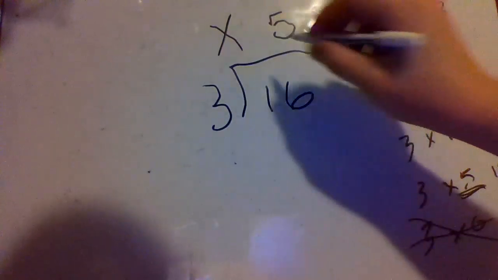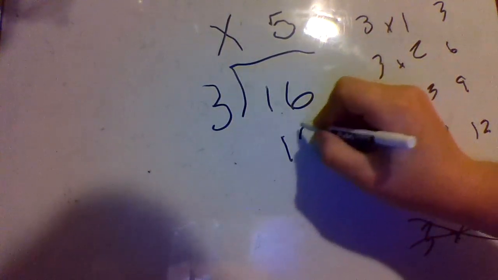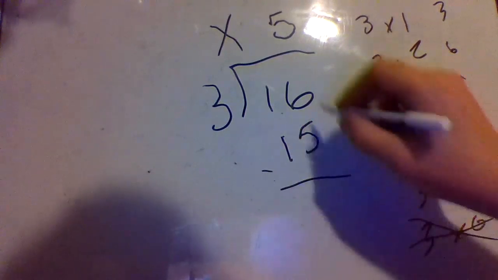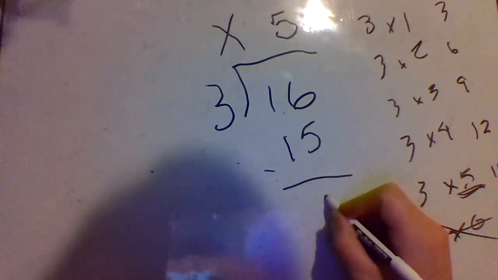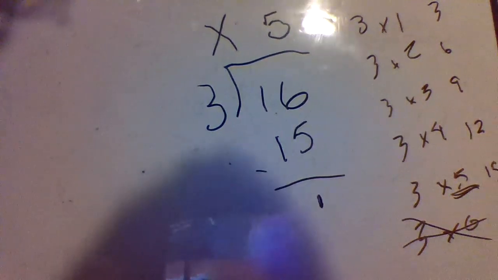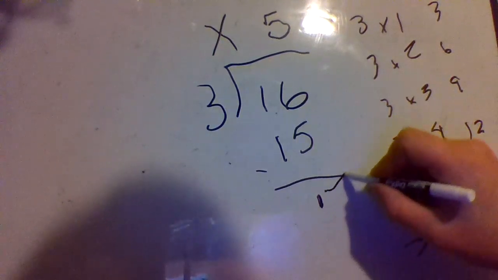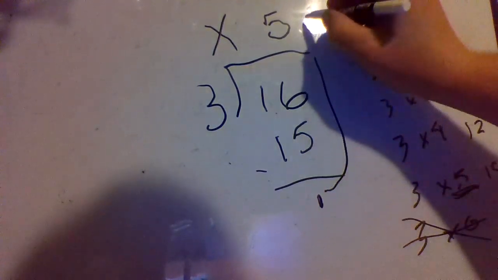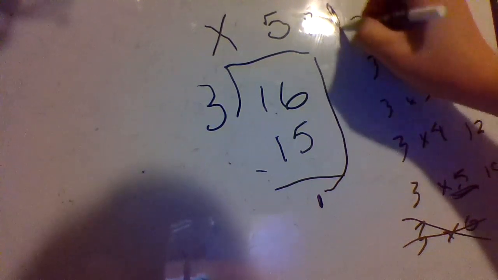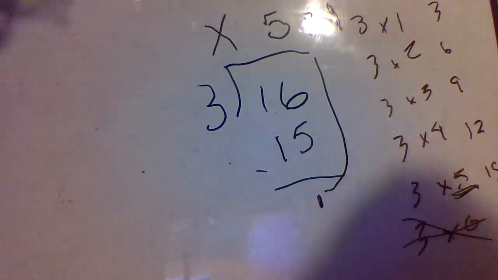So 5 times 3 is 15, as we just said. 16 minus 15 is 1. So, where does that 1 go, guys? Right. That 1 comes right up here. We put an R, 1. Remainder 1. And that would be your final answer for the problem.